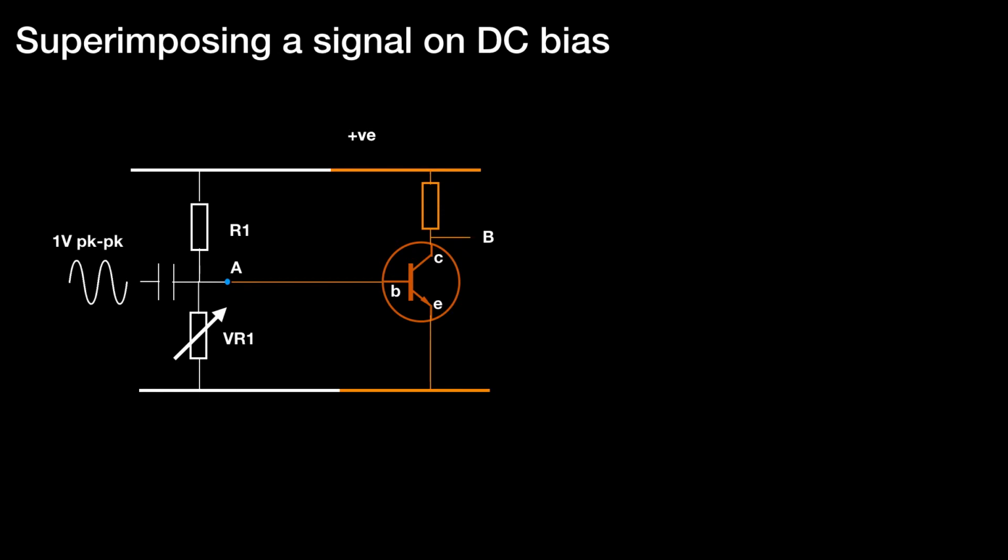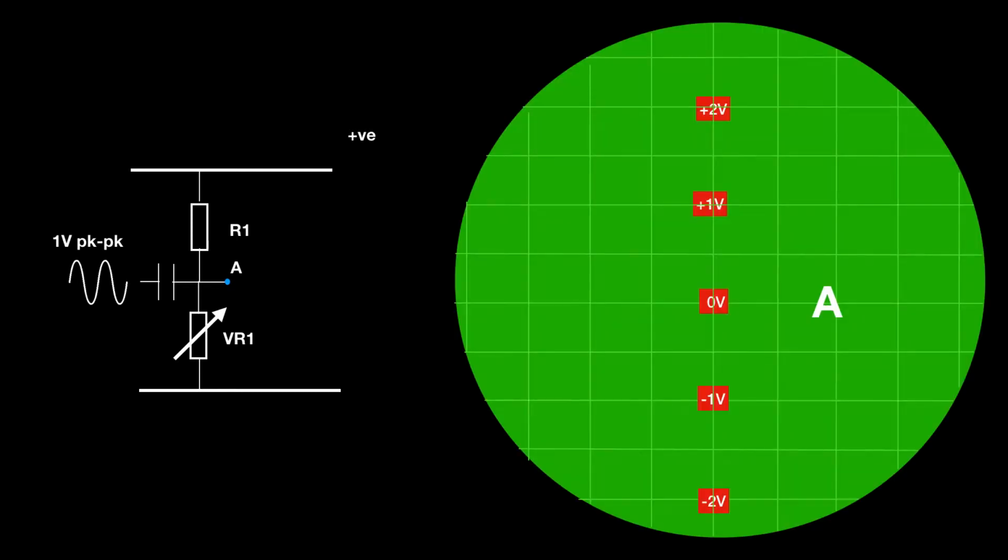If we add a capacitor to that potential divider and put a 1 volt peak-to-peak signal on it, let's see what the picture will be like at point A. So we'll strip away the rest of the circuit, we'll strip away the transistor and everything in orange, and just look at the left-hand part of the circuit as we would see it perhaps on an oscilloscope.